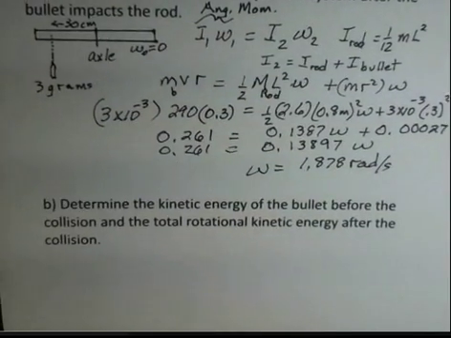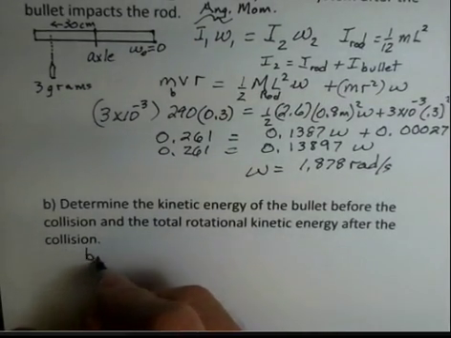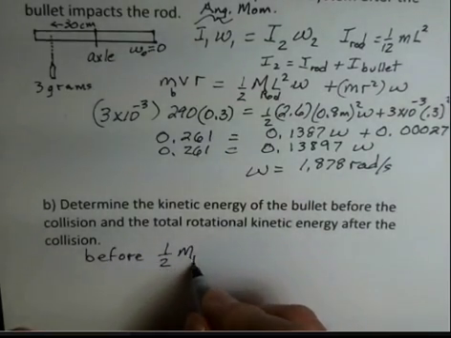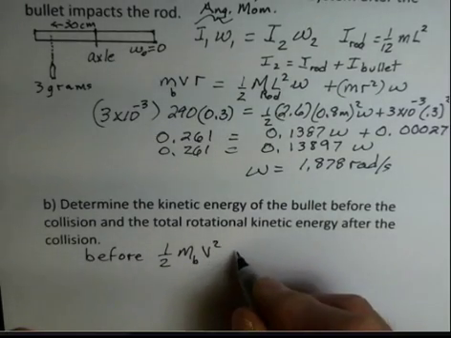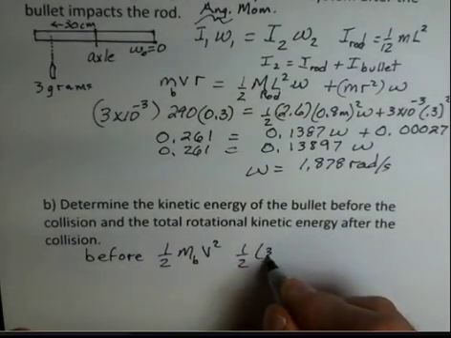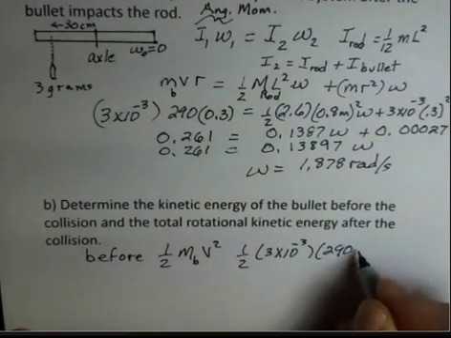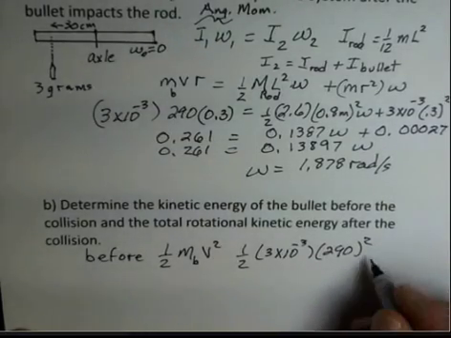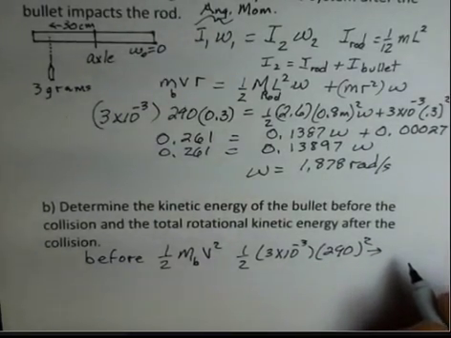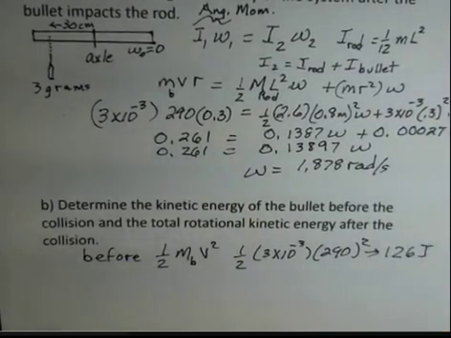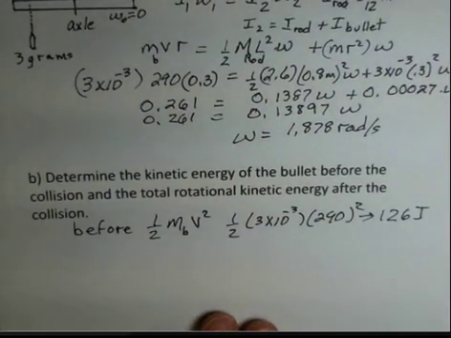What about the kinetic energy of the system? How is that conserved or not conserved? We have the ability to calculate it. So before, the rod is not moving, so all the kinetic energy is in the bullet, mass of the bullet and its speed squared. So 1/2, the mass of the bullet is 3 × 10⁻³ kilograms, and its speed is 290 meters per second. We have to square that. And again, you should check my calculations, but I came up with roughly 126 joules. 126 joules of kinetic energy in the bullet.